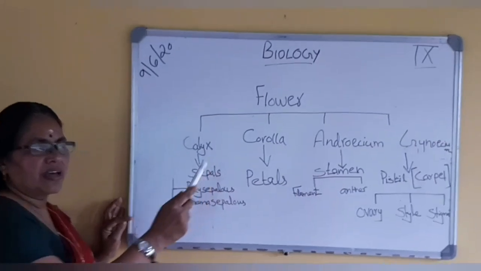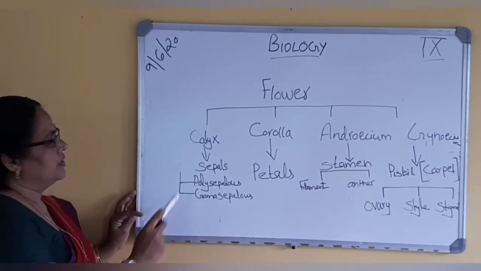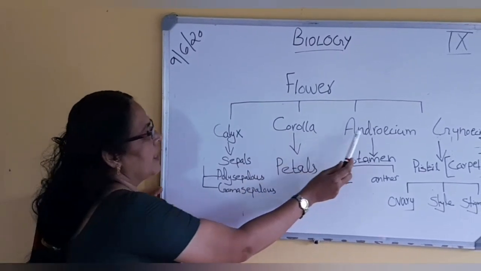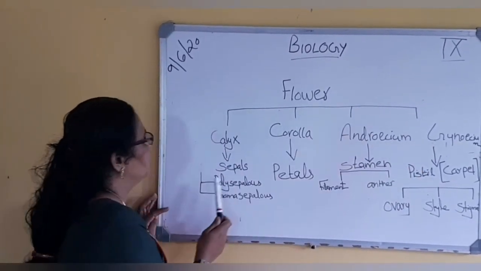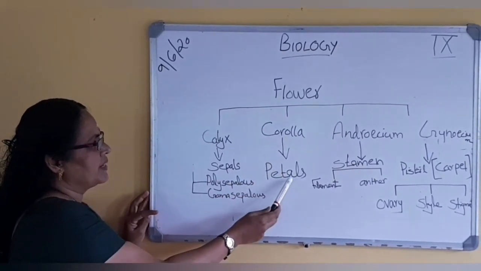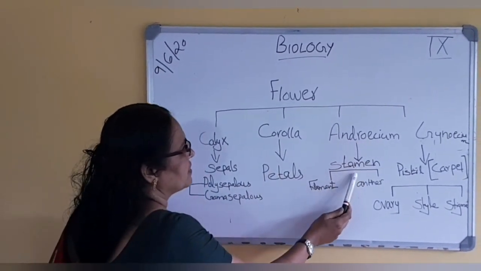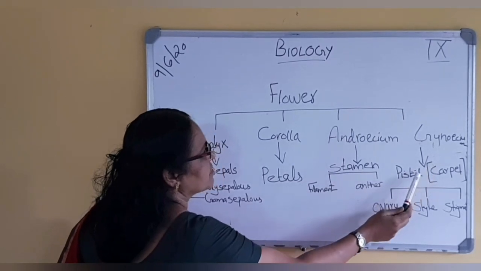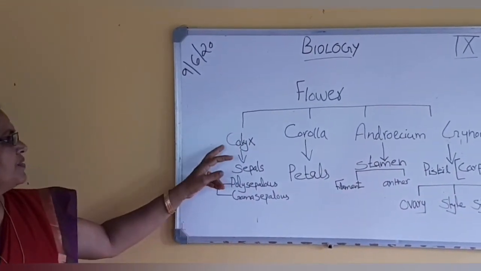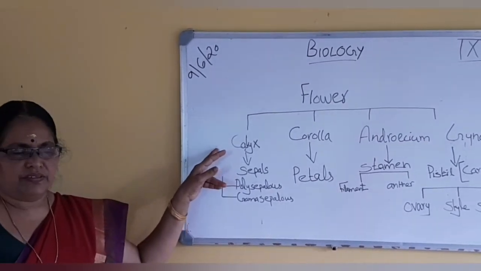Each part is arranged in 4 words. First word is the calyx, second one is the corolla, androecium and gynoecium. Calyx consists of sepals, corolla consists of petals, androecium consists of stamen and gynoecium consists of pistil or carpel. Let us see the first one, calyx.